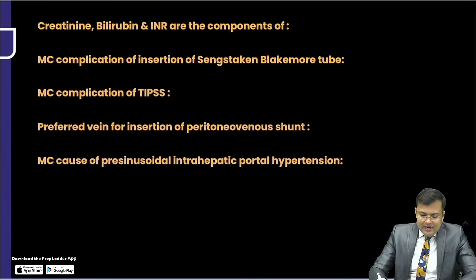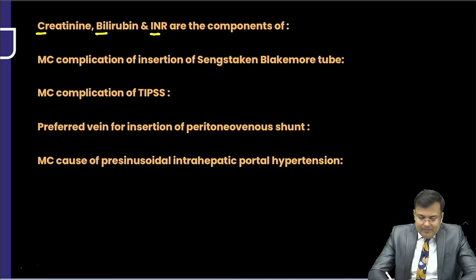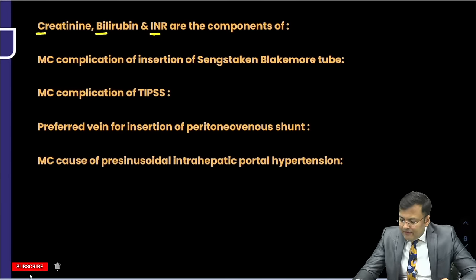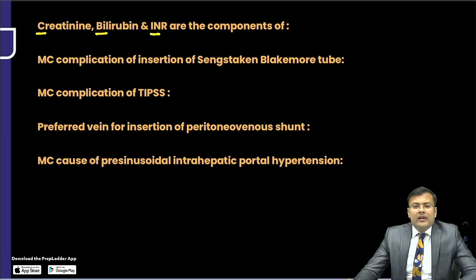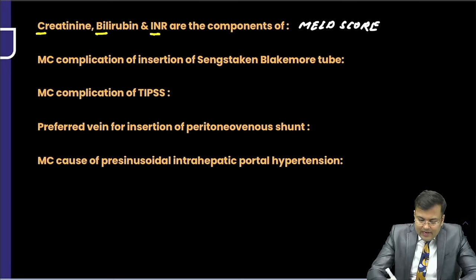Next question, tell me. CBI, creatinine, bilirubin, INR. CBI are the components of which score? Let me see who's going to reply. Yes, Tulsi Subramanian again, the fastest person. It is MELD score, model for end-stage liver disease.